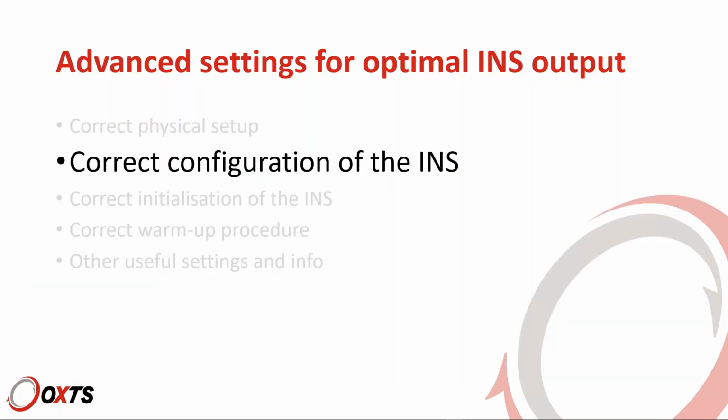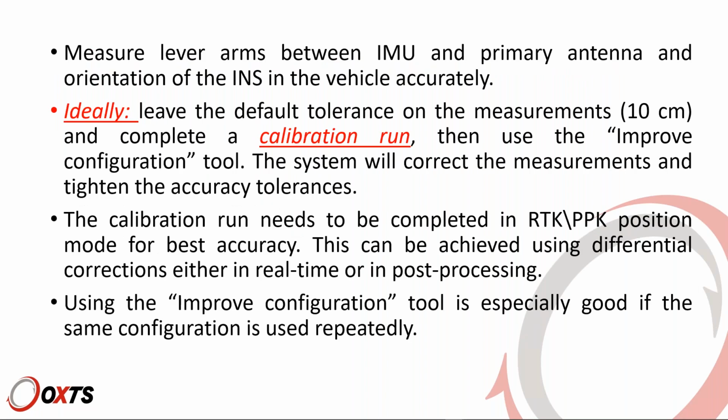Correct configuration. There are a number of things that you can do to set your system, in the ideal conditions, to deal with a challenged GNSS environment. So first of all, configuring the system basically means measuring the lever arms between IMU and primary antenna and the orientation of the INS in the vehicle accurately. And then in this specific context, an important thing would be to tighten the tolerances on those measurements. The reason why tightening the tolerances is important is that you are reducing the uncertainty that the system will have to cope with by doing that.